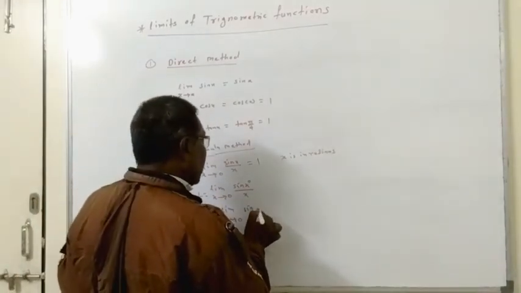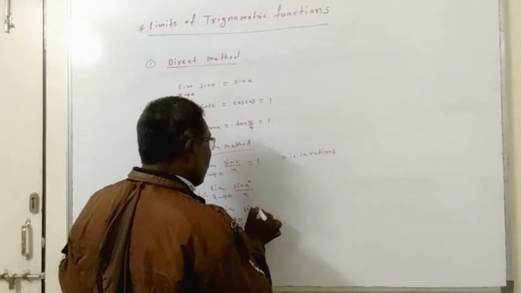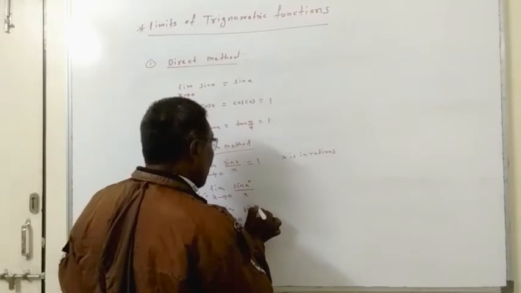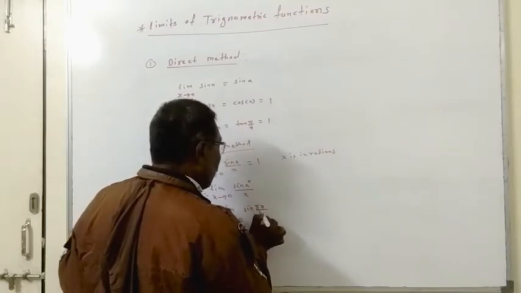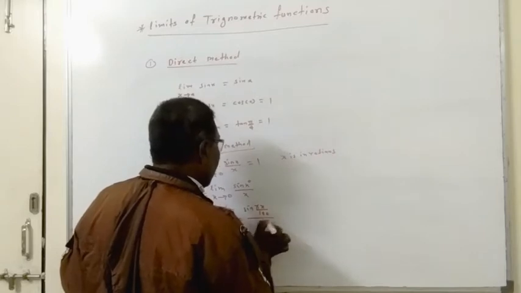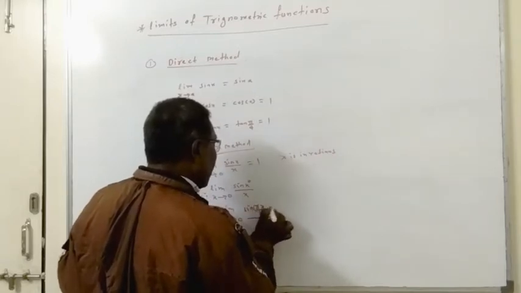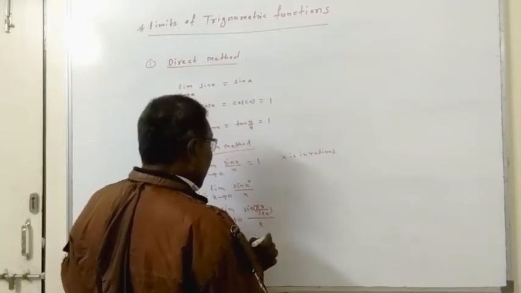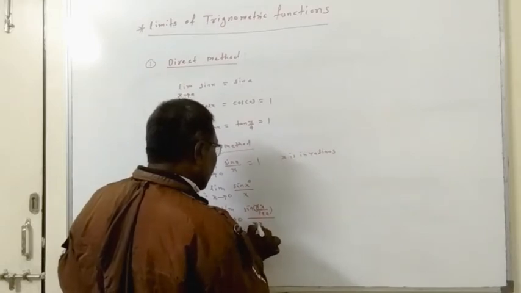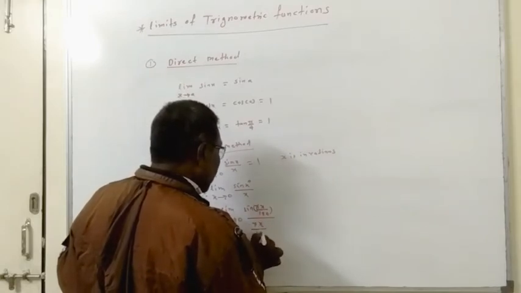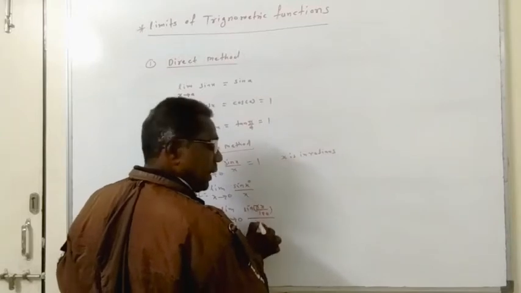So x degree is equal to pi x upon 180 in radian. So sin(pi x upon 180) divided by x. Now here we have multiplied by pi upon 180, so you multiply the denominator by pi upon 180, so the angle must be the same.